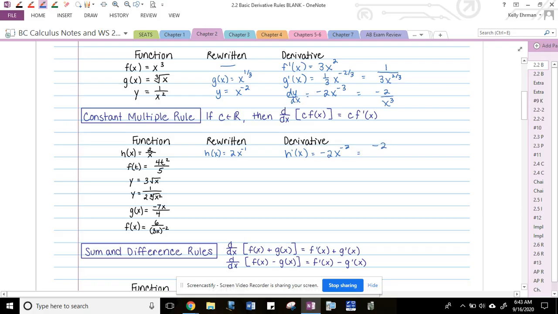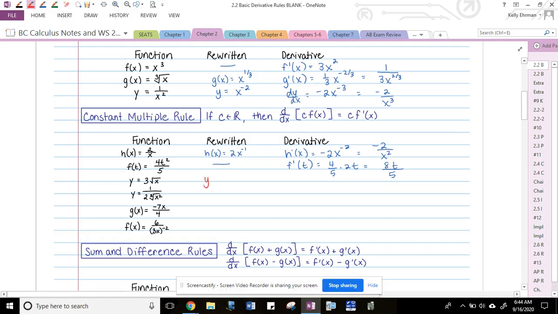Rewrite that, negative 2 over x squared. Basically, this is just saying, if there's a coefficient out in front, that doesn't change anything. When you pull your power out in front, that constant coefficient is going to get multiplied as well. I don't have anything to rewrite for this next one, but it is 4/5 times t squared. So f prime of t is going to be 4/5 times 2t, which is 8t over 5, or 8/5 t.